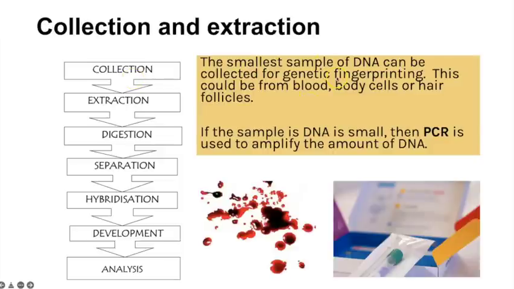Now, the smallest sample of DNA can be collected, and it could be from blood, it could be from body cells, or hair follicles. Depends if it's a crime scene, what you have available. If the sample of DNA is small, which most of the time it is, then PCR would be used first of all to create a large sample of that DNA.